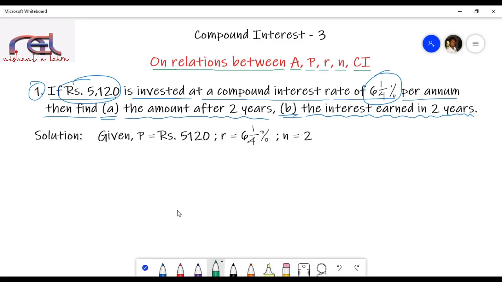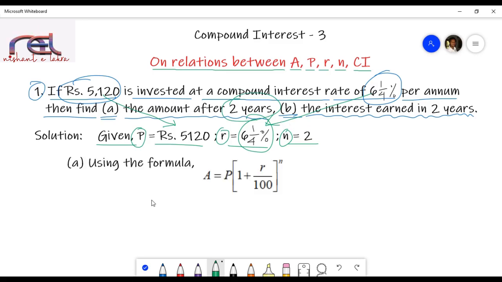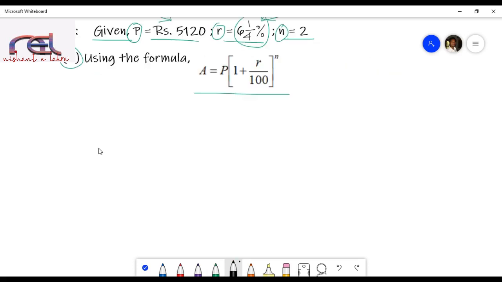First, we have to write down what is given in the question. Principal is given, 5,120. Rate also is mentioned, 6 1/4%. And n value, that is the time, that is 2 years. Okay, so let us continue solving this problem. We'll be using the formula of amount, where amount is equal to principal into 1 plus r/100 to the power n, that is time. We'll just replace the values.